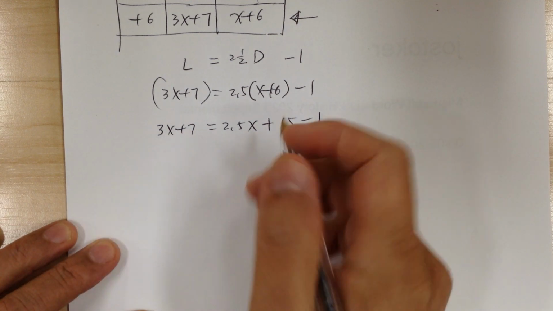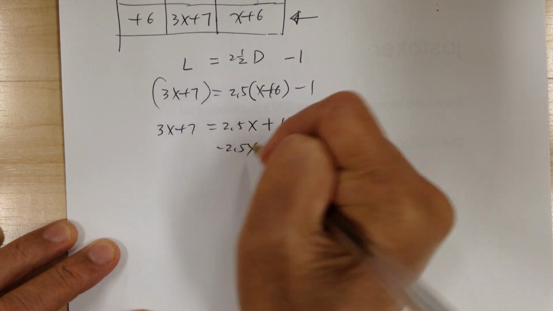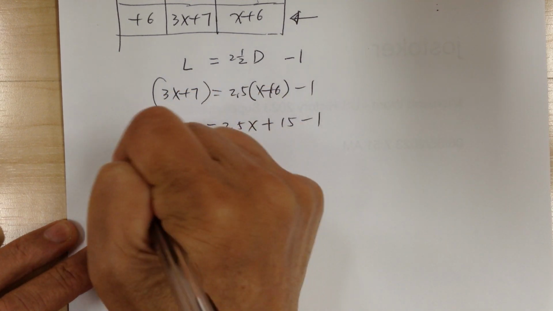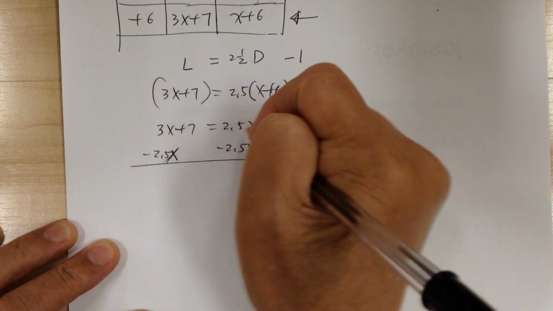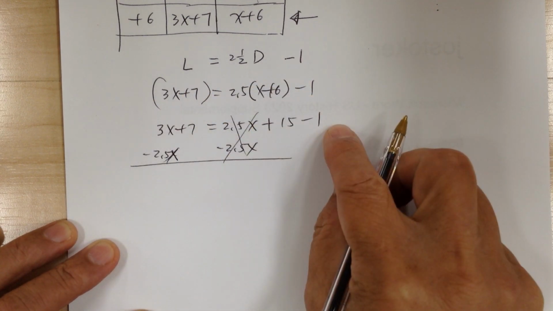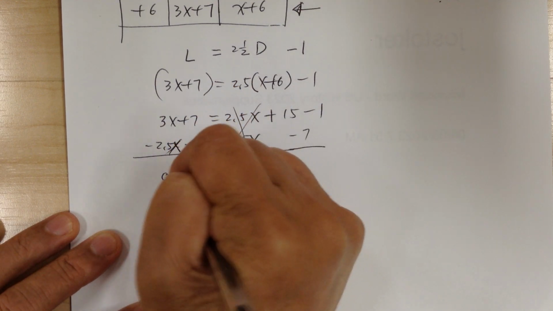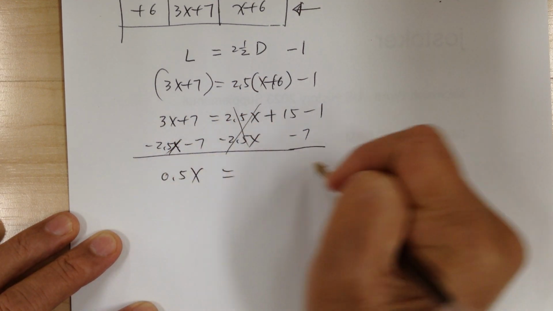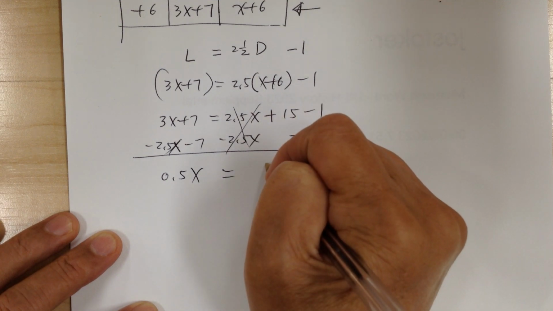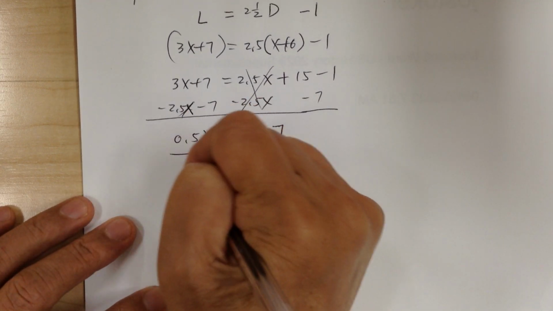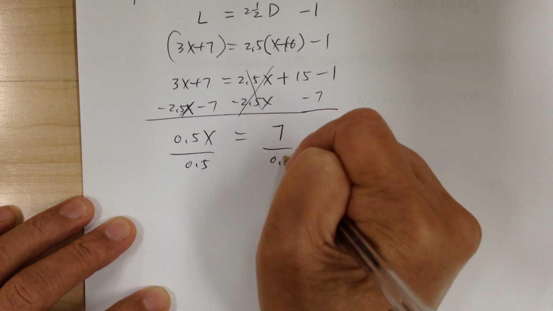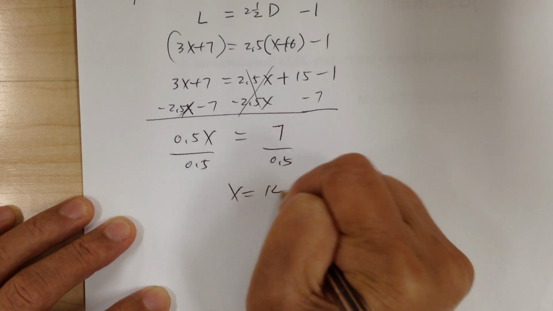I'm going to move things around. So minus 2.5x on both sides. Again, I'm going to move the variable to the left-hand side, and I'm going to move the number to the other side. So minus 7 on both sides. So I got 0.5x is equal to 7. So divide by 0.5, divide by 0.5. So x will equal 14.